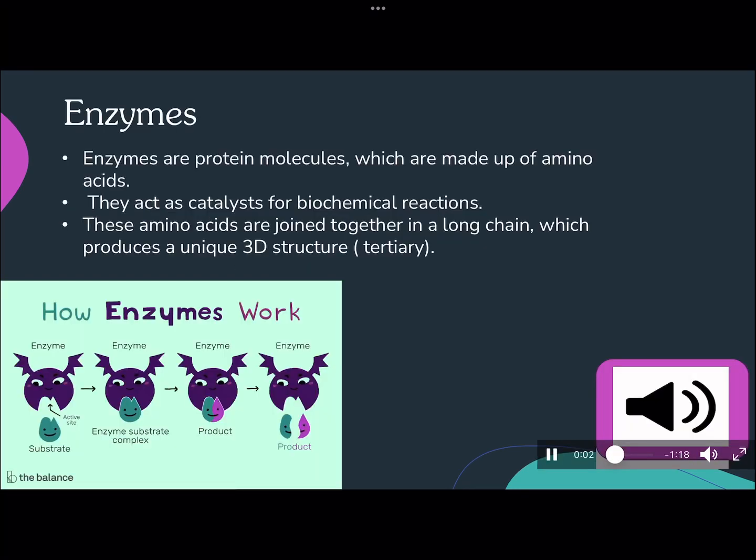Enzymes are proteins that act as a catalyst for biochemical reactions. They speed up the rate of reaction while not changing themselves in the process, meaning they can be used many times. Enzymes decrease the activation energy necessary for a biochemical reaction to occur by stabilizing the transition state. This stabilization speeds up reaction rates.